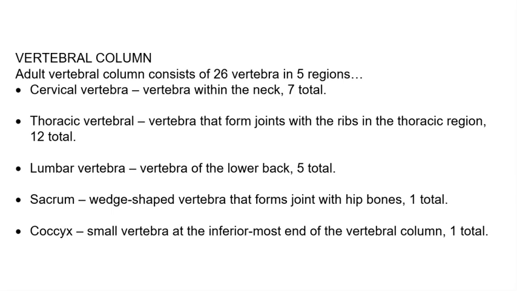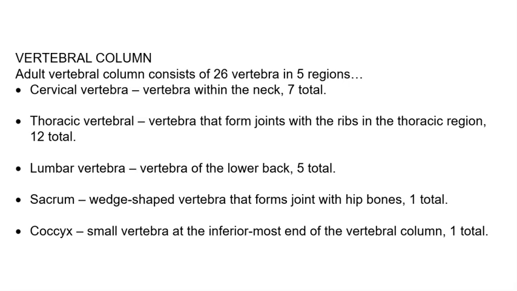The cervical vertebrae are the vertebrae within the neck, and there are 7 total. The thoracic vertebrae are the vertebrae that form joints with the ribs in the thoracic region, and there are 12 total of these vertebrae. The lumbar vertebrae are the vertebrae of the lower back, and there are 5 total in that region. The sacrum is a wedge-shaped vertebra that forms a joint with the hip bones, and there is 1 total. And the coccyx is the small vertebra at the inferiormost end of the vertebral column, of which there is 1 total.